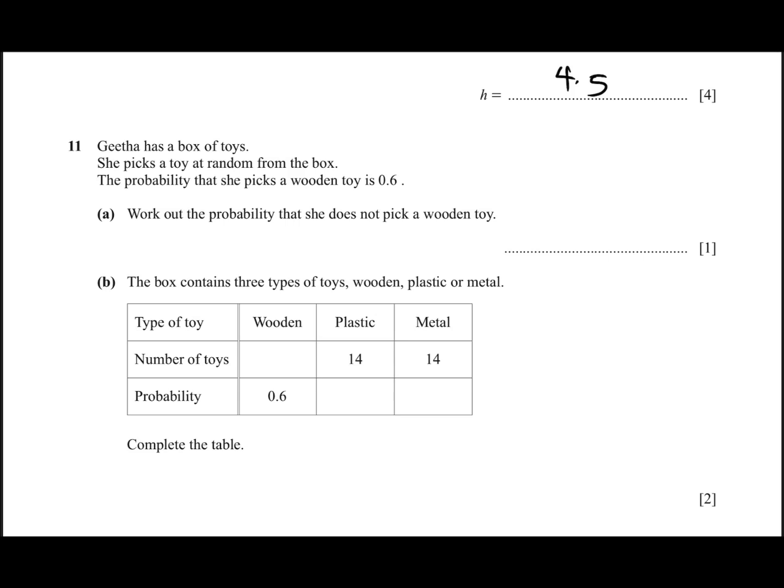Now let's move to Gita's box of toys. She picks a toy at random from the box. The probability that she picks a wooden toy is 0.6. Work out the probability that she does not pick a wooden toy. If the probability of picking a wooden toy is 0.6, the probability of not picking is going to be 1 minus 0.6, which is going to give you 0.4. So B, the box contains 3 types of toy: the wooden, plastic, and metal. So complete the table.